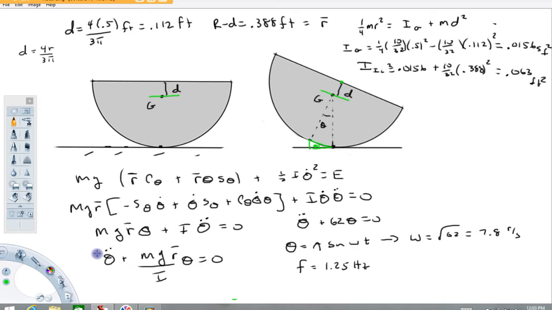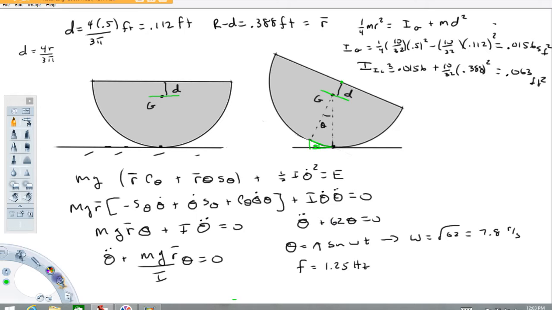Solving it, highest derivative first with a 1 in front of it, and putting in numerical values for everything we have right here, I got 62 out of that. And again, I'm not going through this in great detail, but a standard assumption of theta equals A sine omega t subbed into this equation, you should get an omega of root 62 out of that. And then I got 7.8 radians per second.